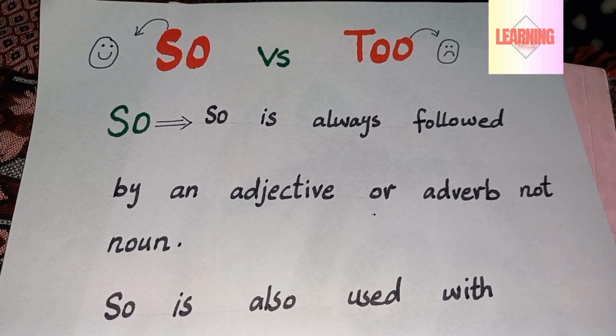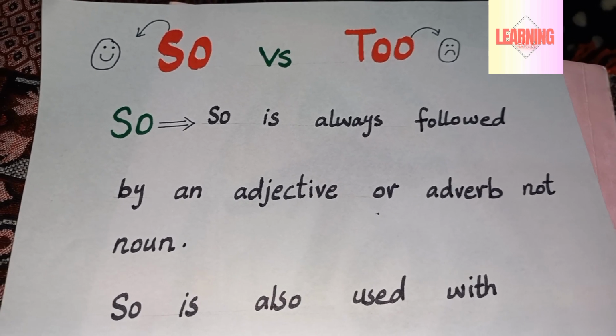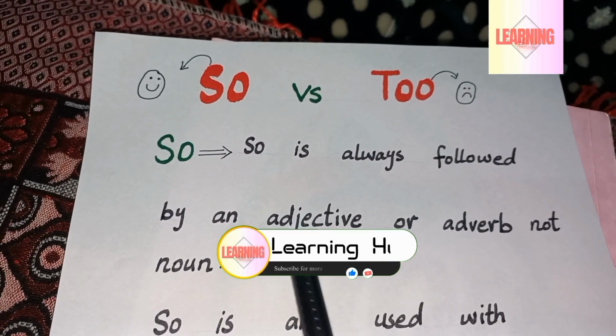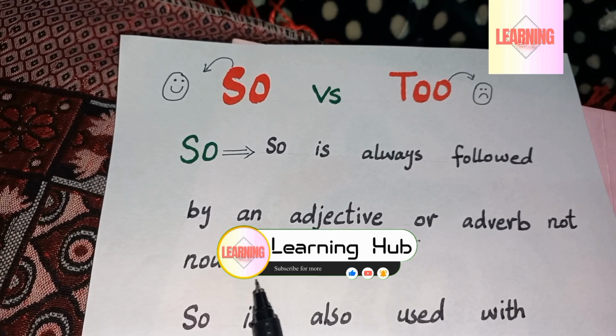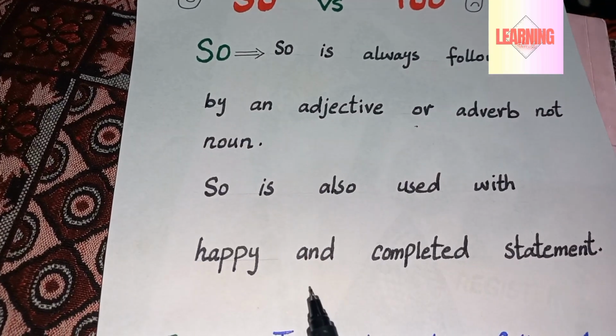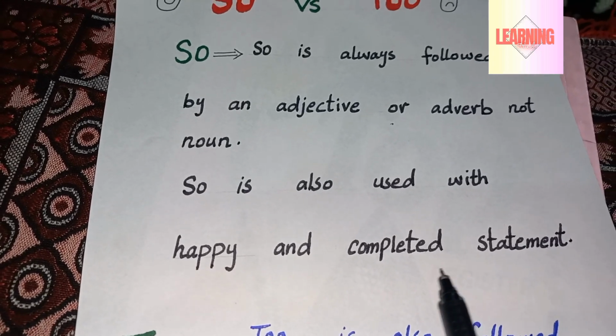Today we are going to learn the difference between "so" and "too". "So" is always followed by an adjective or adverb, not a noun. "So" is also used with happy and completed statements.